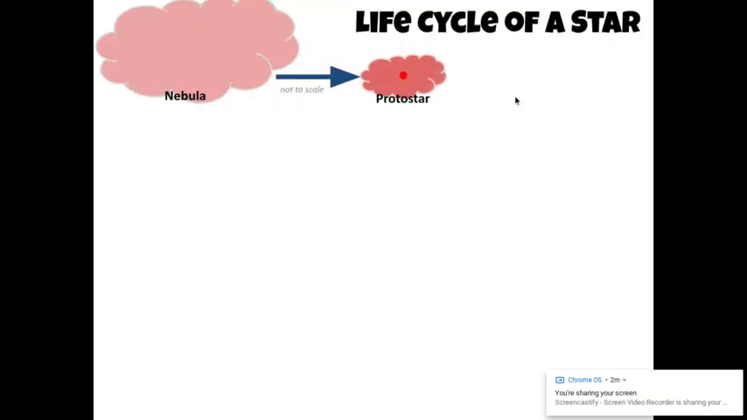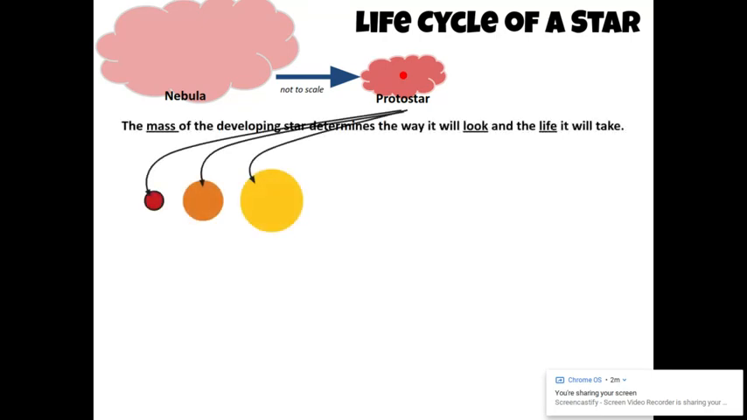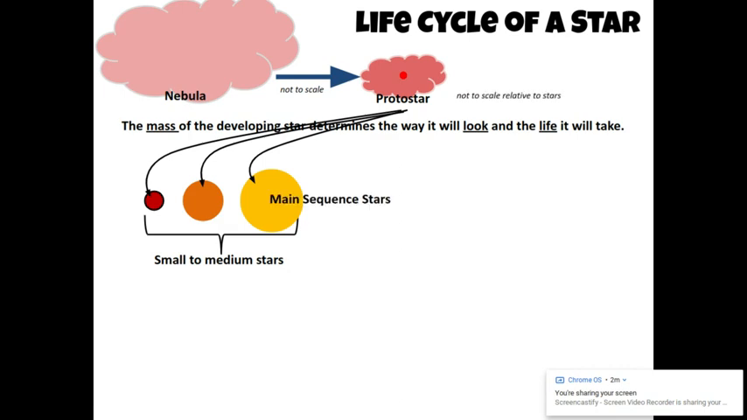So, life cycle of a star. The nebula, again, is just kind of a big ball of gas, a bunch of hydrogen, and it starts slamming that hydrogen together to give us a protostar. Now, how much mass that protostar has will determine what color the star will be. So, the mass of a developing star determines the way it will look and the life it will take.